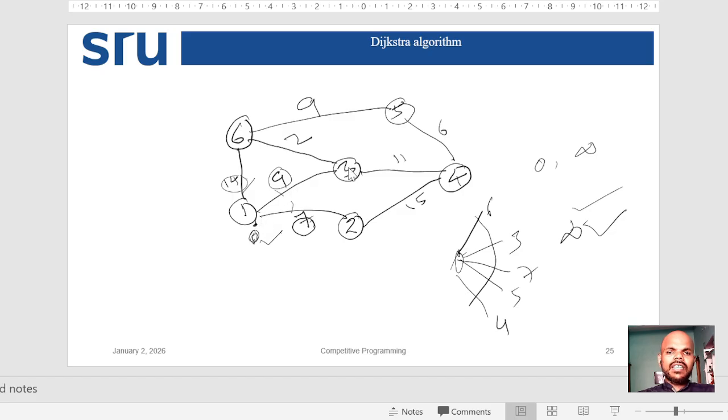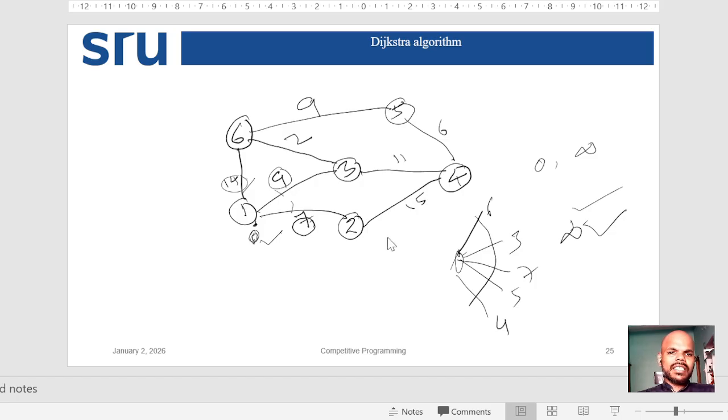1 to 3 is a 9, 3 to 4 is an 11. 9 plus 11 is 20, right? So 20 means previously it was 22, but we got a minimum path which is 20. So you update the 20. If you have any alternate path which exists that is better than the existing one, that is the minimum.